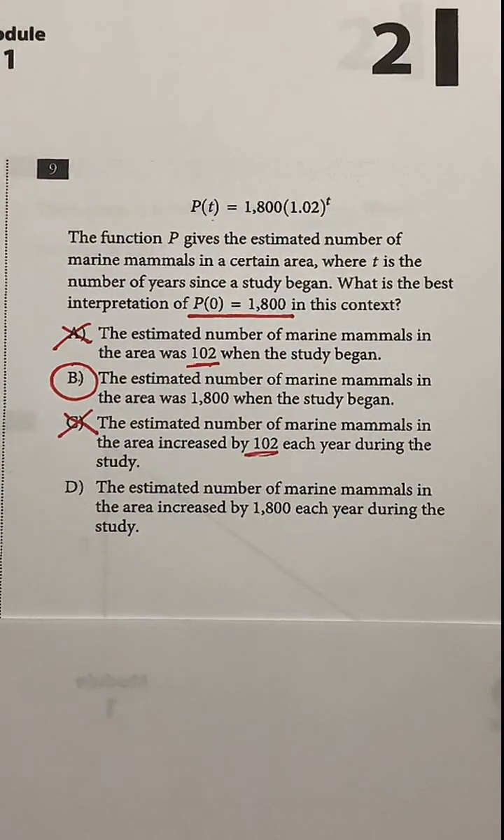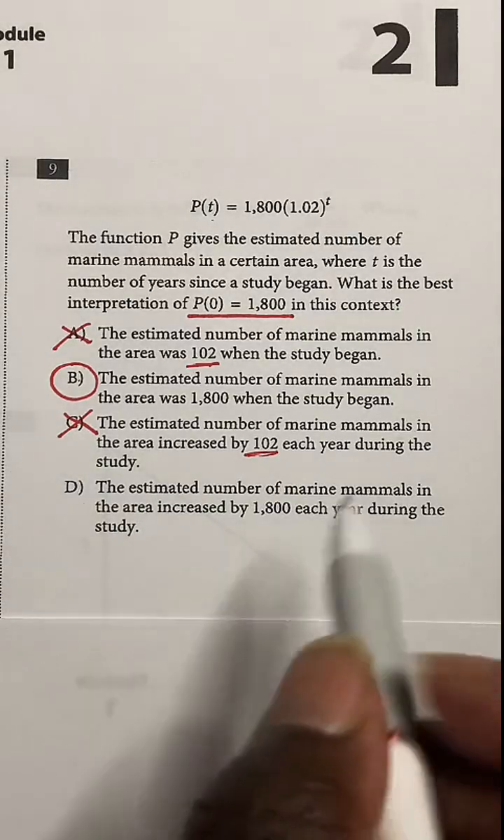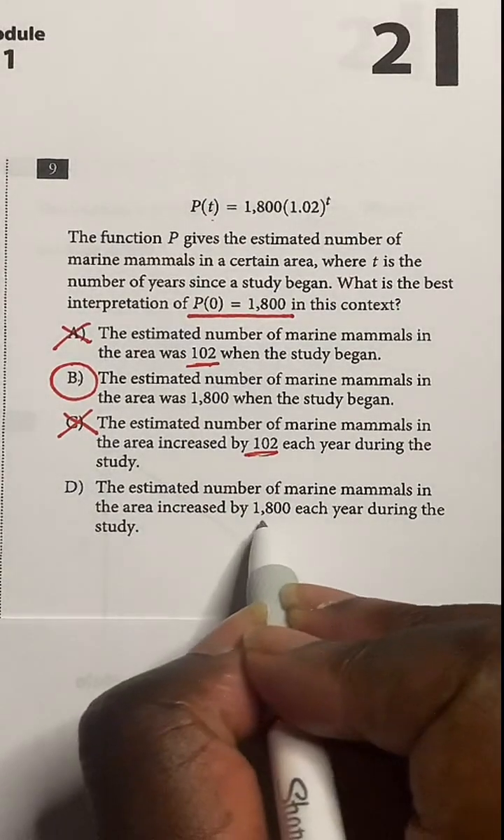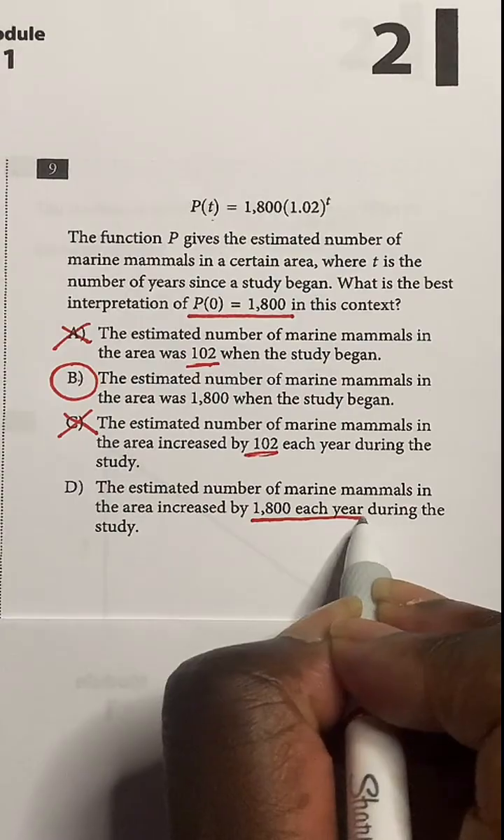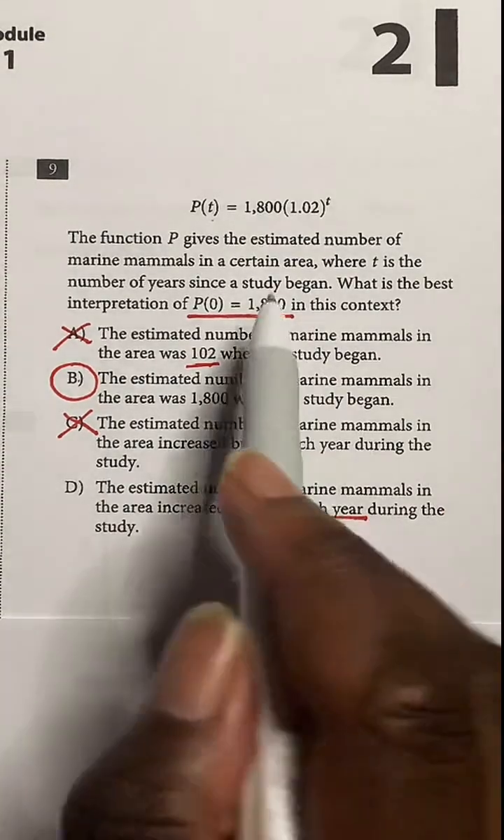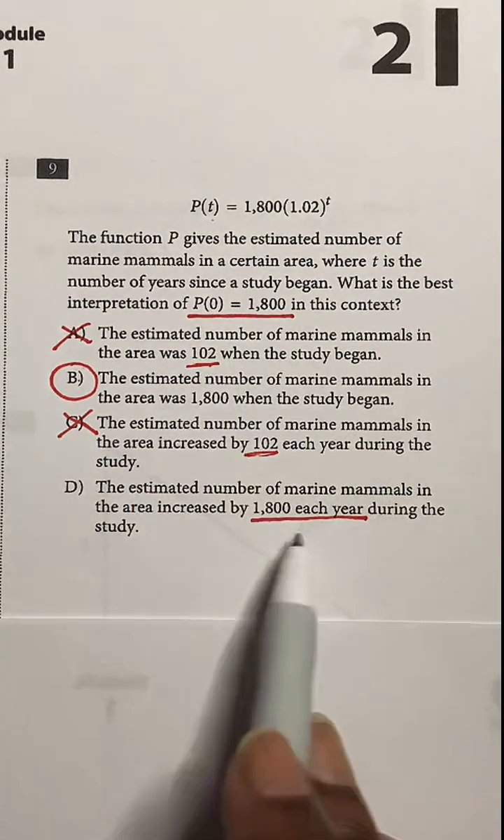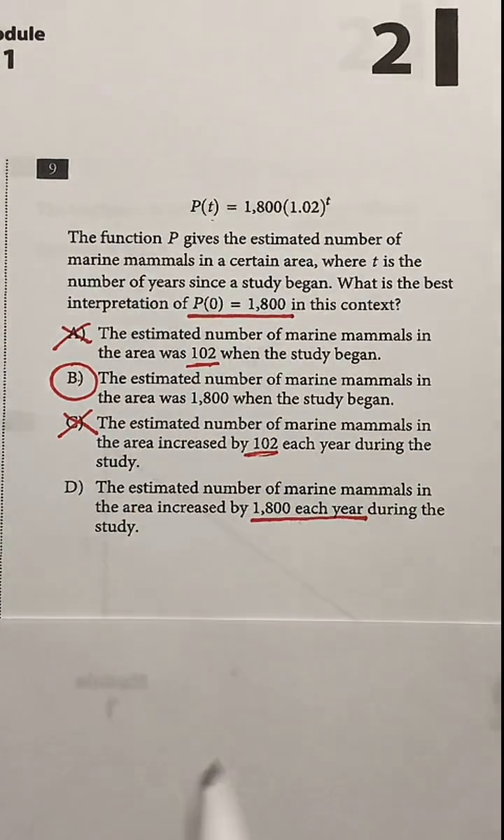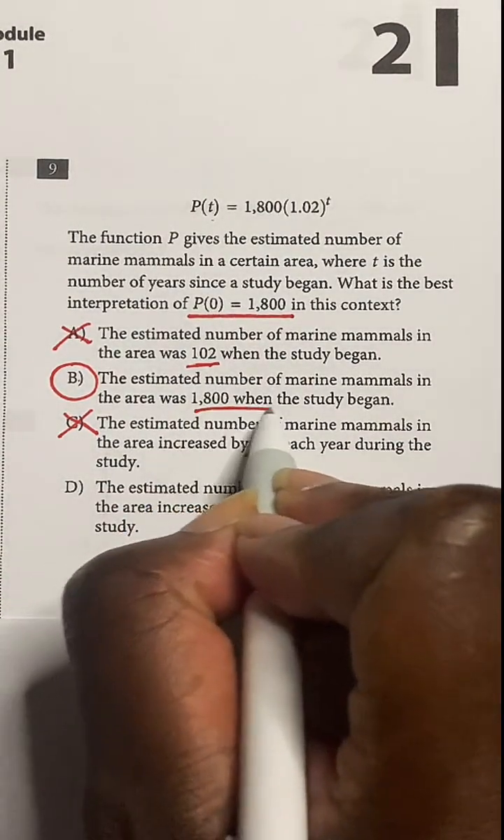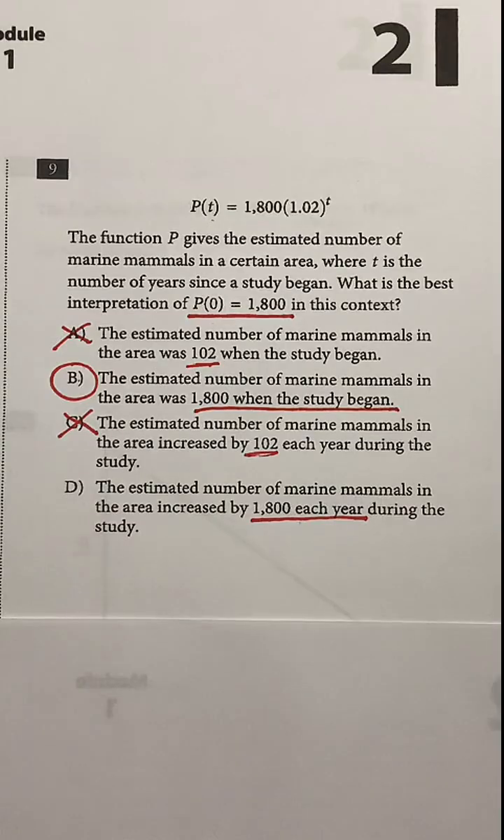Notice I didn't say, oh, okay, well, let me go and check. You can, because this one says 1800 each year. We're not talking about each year. We're talking at 0. We're talking at the start. So sometimes just skimming through and seeing what the verbiage is, you can find your answers like that.